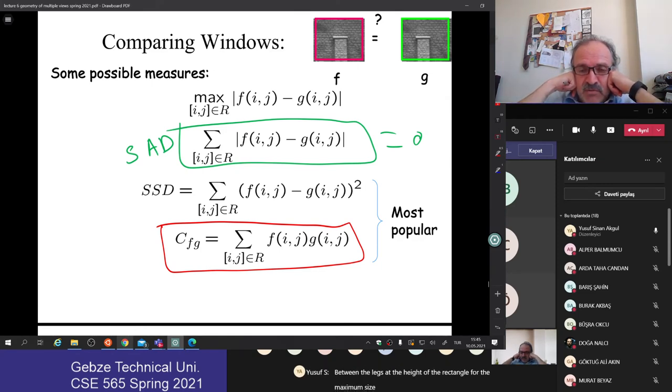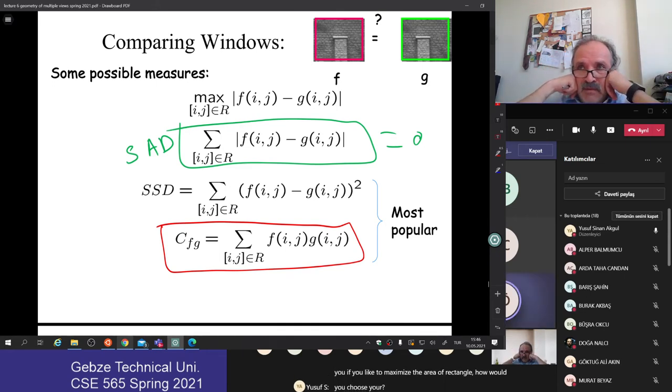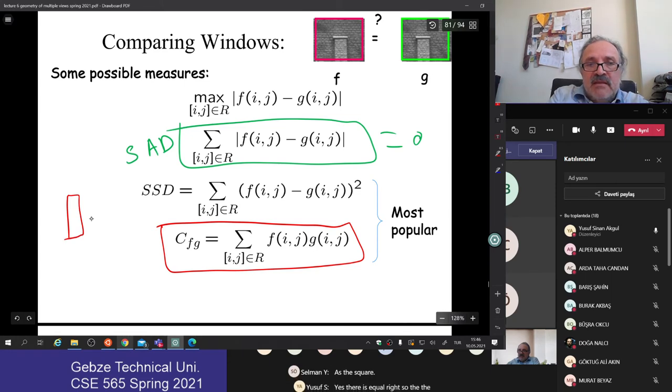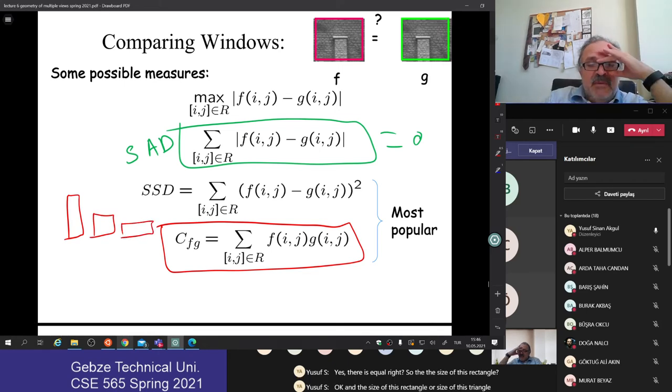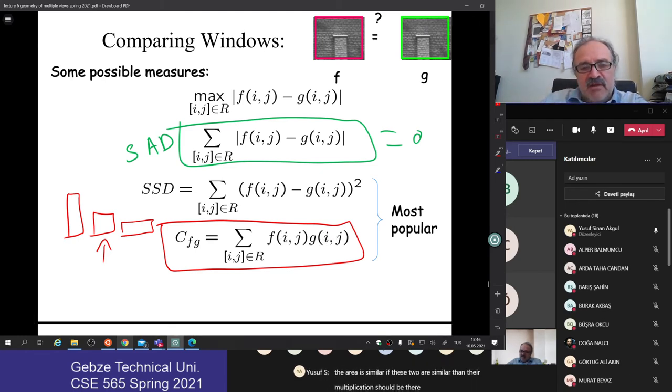If you like to maximize the area of a rectangle, how would you choose your width and height? As a square. Yeah, square, it is equal, right? So if their perimeters are the same, there is a proof for that. You take the derivative, make it equal to zero, and solve it. Square has the largest area. So if the height and the width are similar, then the area is the largest. If these two are similar, then their multiplication should be the maximum. That's the idea with the cross correlation.